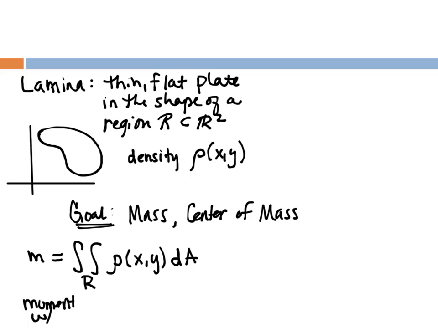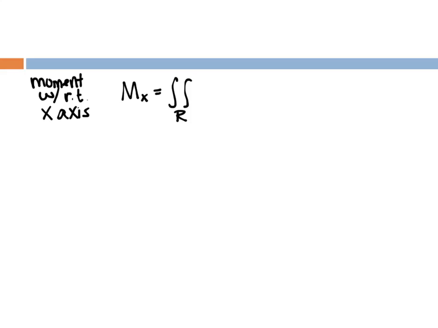Okay, I'm going to run out of space here anyway. Let me go to this other place. We're going to have the moment with respect to the x-axis. We called that in Calc 3 capital M sub x. And this is the double integral, again, over our region of y times rho of xy dA.